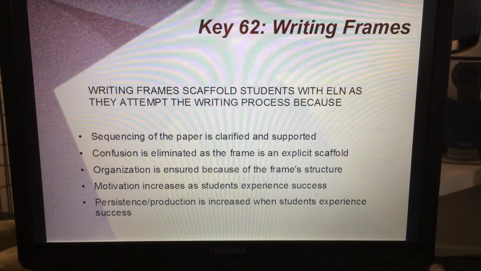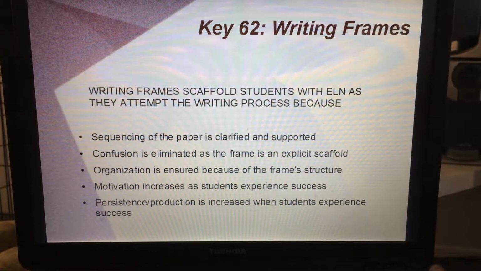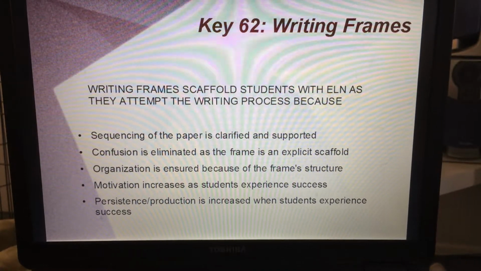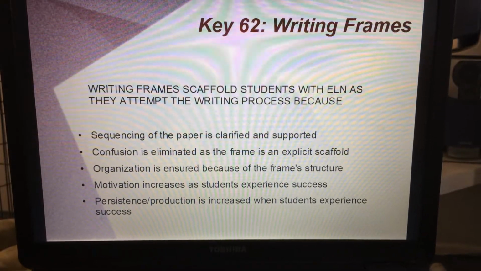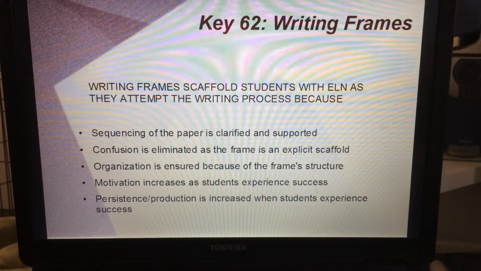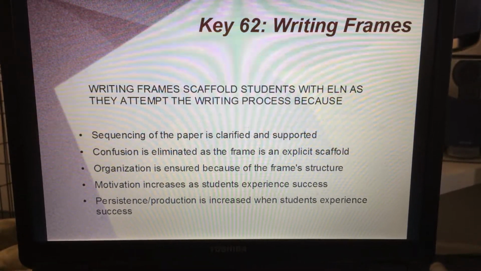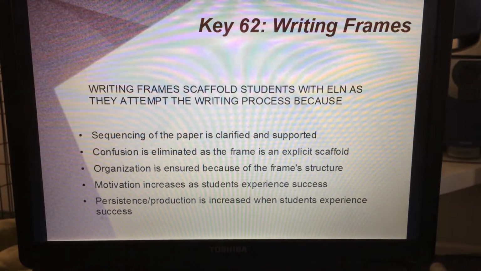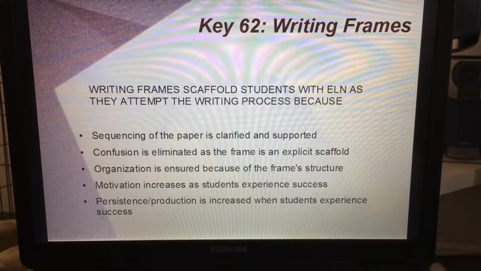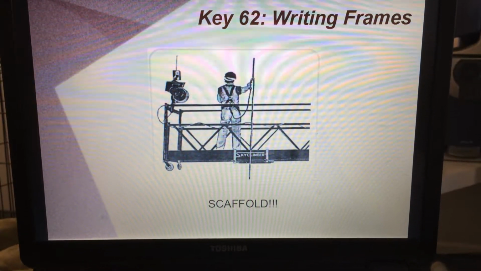Persistence in production is increased when students experience success. Each little step that they go through, if they know they can nail it, they'll be more confident that they can nail the next one. So instead of day one of a classroom saying, here, write this paper on trees or whatever they write about, breaking it up into smaller steps and making sure that they know how to do each step is the key to this key. This is a picture of a scaffold, just in case you didn't know what one was.